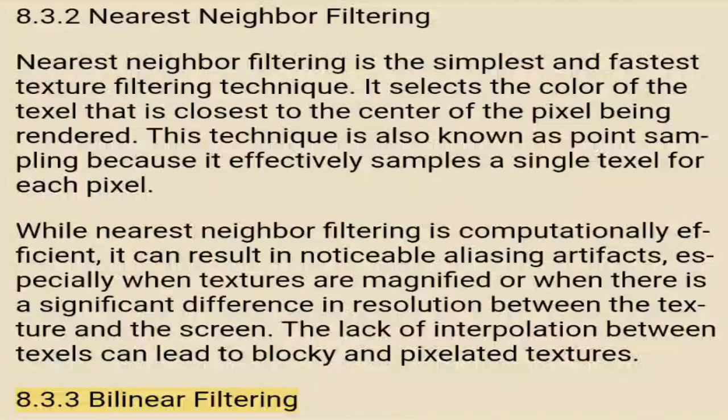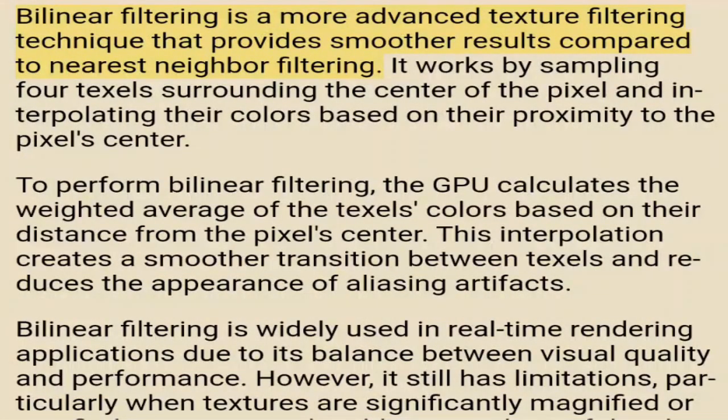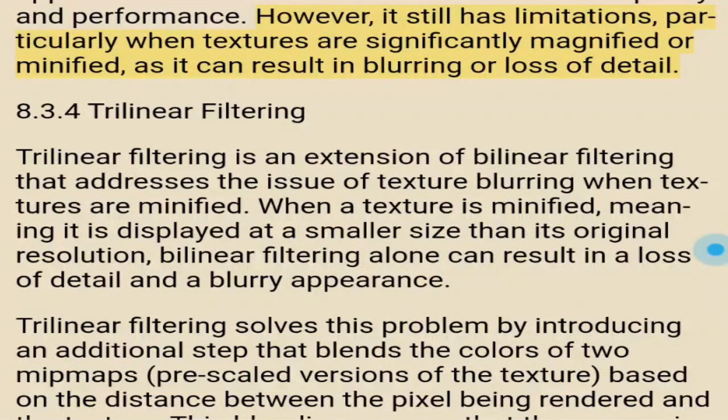8.3.3 Bilinear filtering. Bilinear filtering is a more advanced texture filtering technique that provides smoother results compared to nearest neighbor filtering. It works by sampling 4 texels surrounding the center of the pixel and interpolating their colors based on their proximity to the pixel's center. To perform bilinear filtering, the GPU calculates the weighted average of the texels' colors based on their distance from the pixel's center. This interpolation creates a smoother transition between texels and reduces the appearance of aliasing artifacts. Bilinear filtering is widely used in real-time rendering applications due to its balance between visual quality and performance. However, it still has limitations, particularly when textures are significantly magnified or minified, as it can result in blurring or loss of detail.